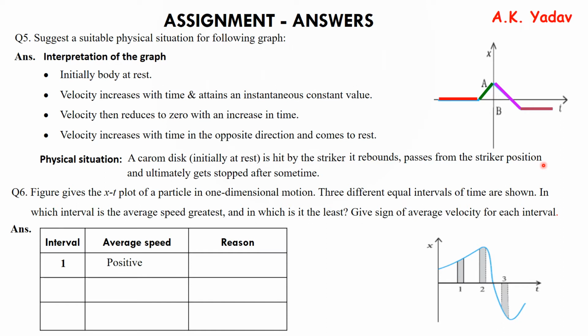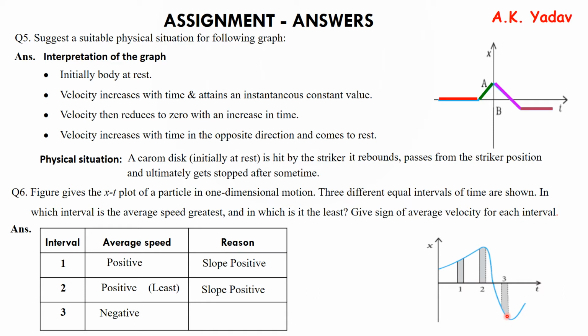The first time interval: the average velocity is positive because the position is increasing. The reason is the slope is positive. Let's come to the second one. The average velocity is positive because the slope is positive, but the average speed is least because if I find the slope here, it gives a very small value. Let us move to the third one, that is this part.